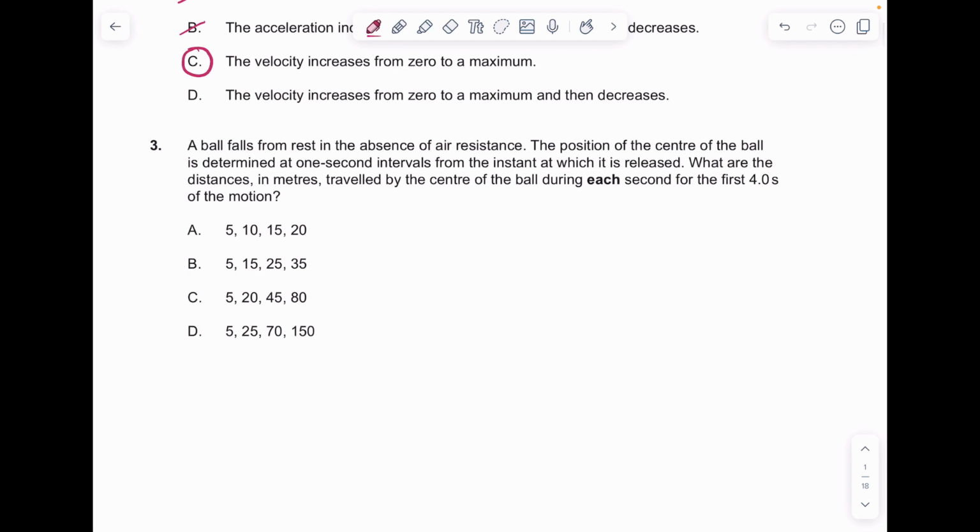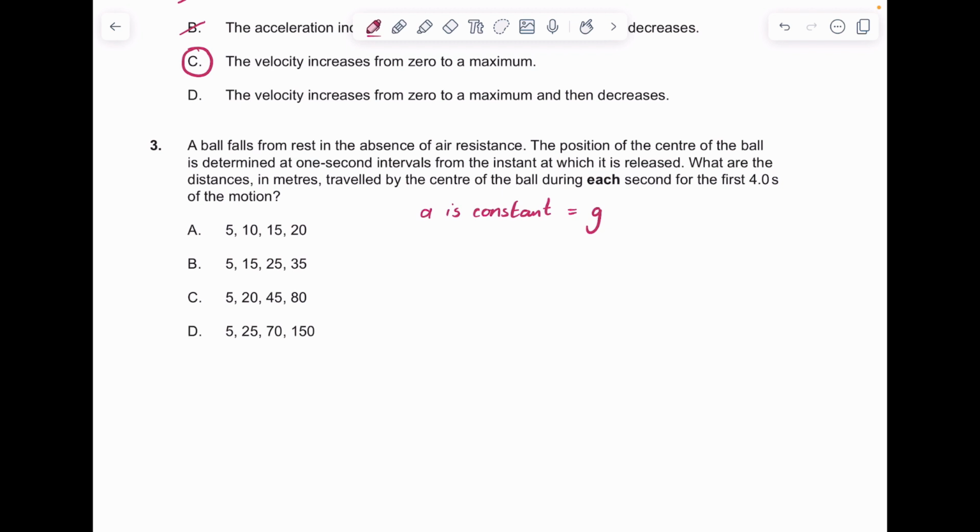Question 3. A ball falls from rest in the absence of air resistance. We're looking at 1 second time intervals. What's the distance travelled in meters by the ball during each second for the first 4 seconds of the motion? So if we're in the absence of air resistance, the acceleration is going to be constant, and it's going to be equal to g.